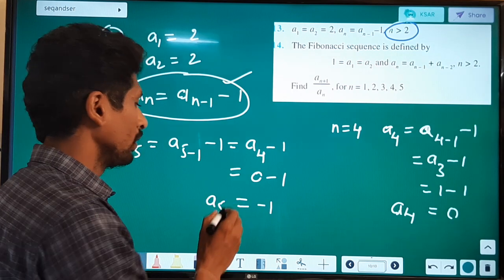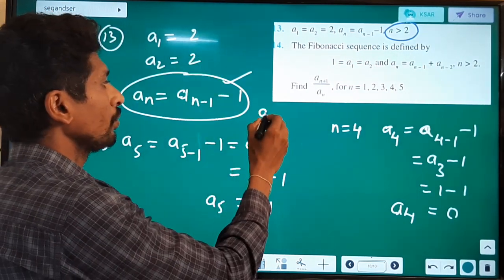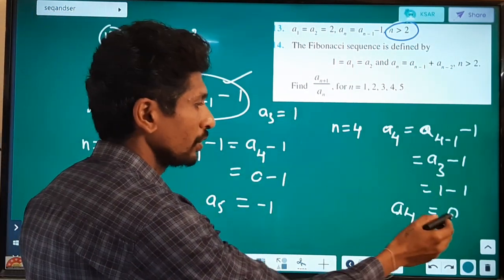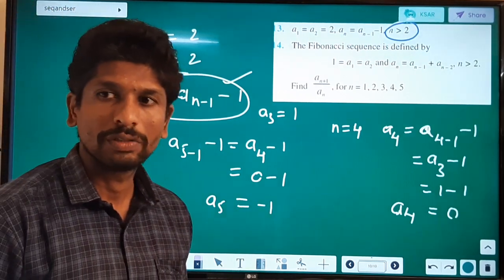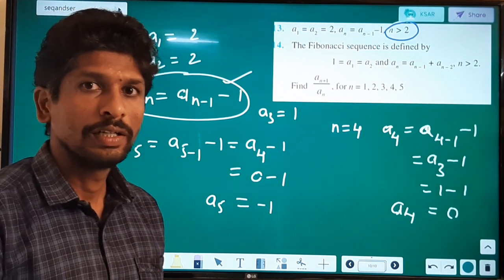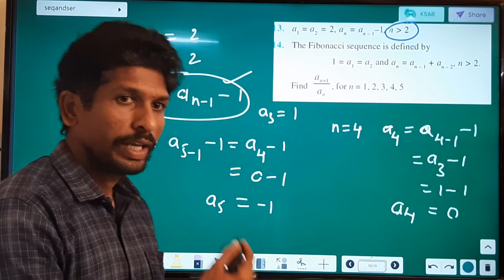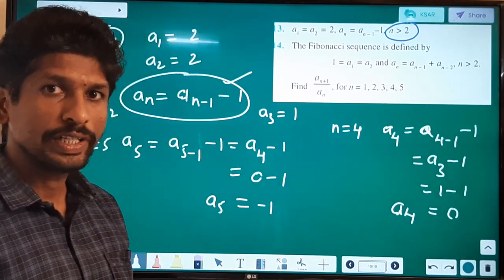So therefore the first term is 2, second term is 2. And also we find out the A3 as 1, A4 as 0 and A5 as minus 1. So this way you have to find out the first 5 terms of the given Fibonacci sequence, that is the nth term. So now considering the same 5 terms, you have to find out the series now, series continuity.